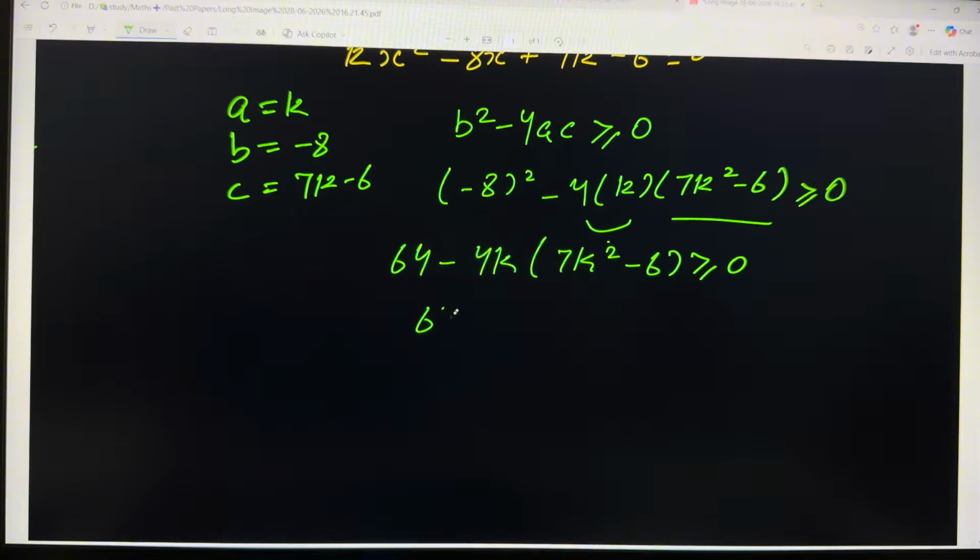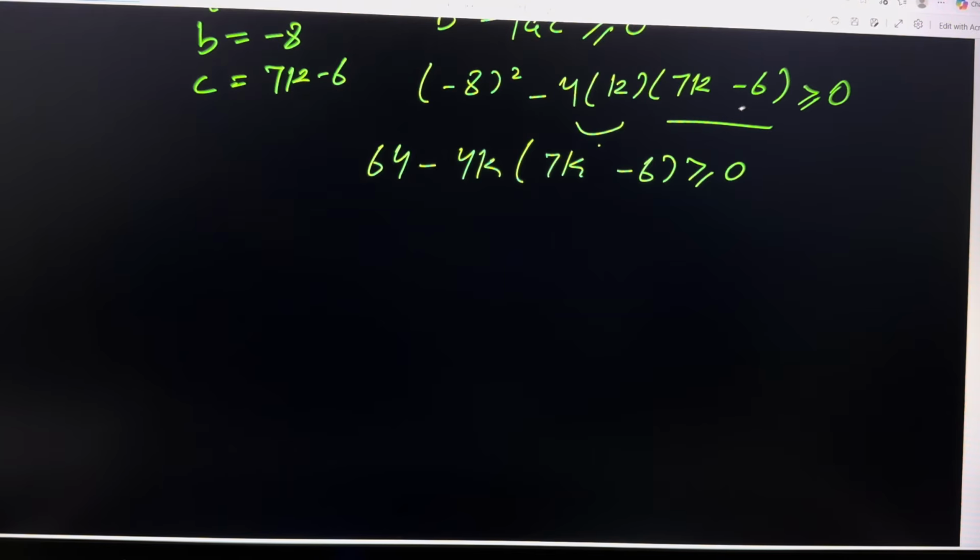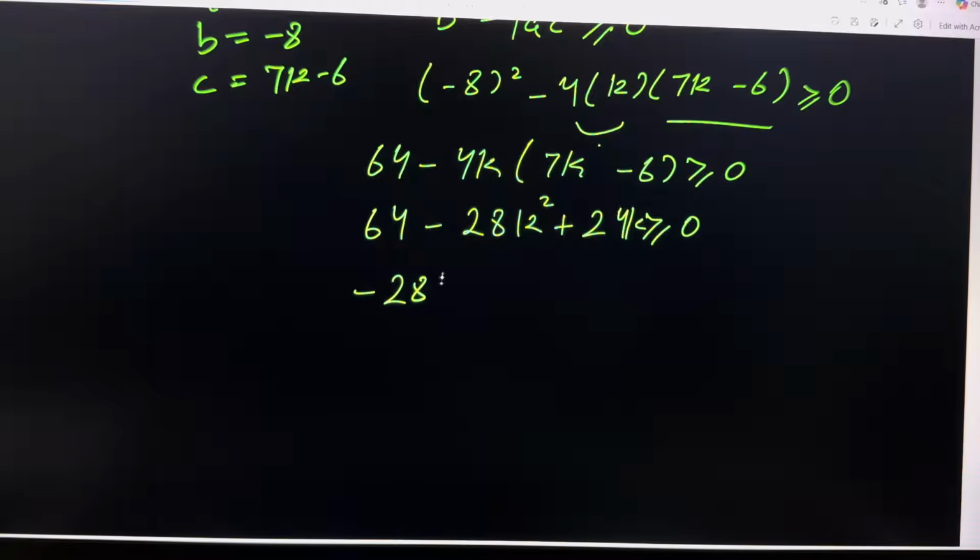This becomes 64. Okay, so I made a mistake. This is not 7k squared, it's 7k. So this becomes 64 minus 28k and plus 24 is equal to 0. So this is k squared, sorry, again it's k. So this becomes 28k squared plus 24k and plus 64 greater than or equal to 0.